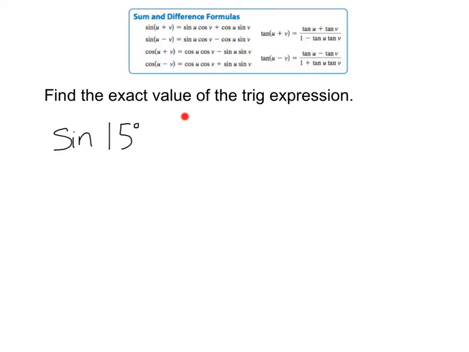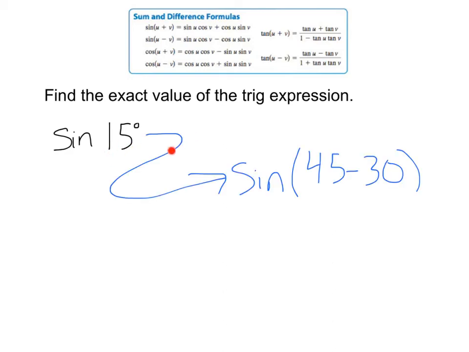Find the exact value of the trig expression sine 15 degrees. Now 15 degrees is not a special angle, but check this out. We can rewrite this as sine 45 minus 30 because 45 minus 30 is 15, and 45 is a special angle and 30 is a special angle.